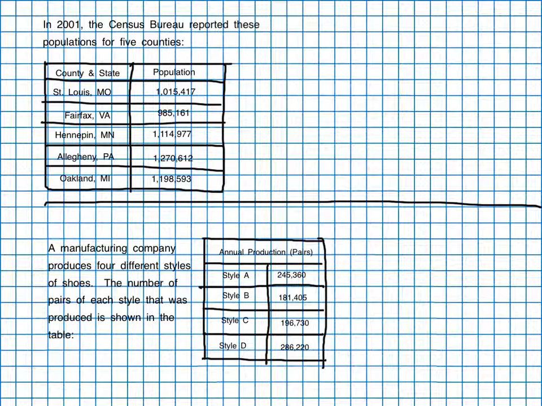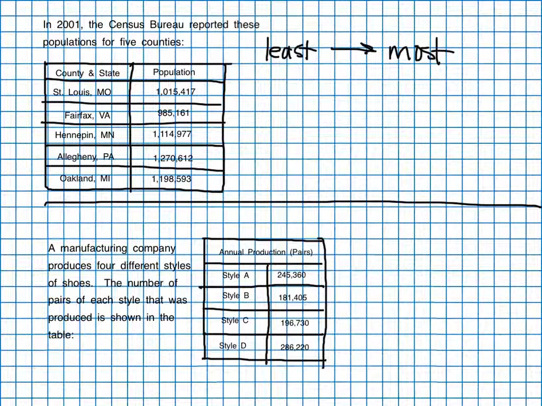The first problem that I'd like you to solve is I'd like you to put these counties in order of population from the least populated to the most populated. So pause the video, and I want you to put these counties in order from least populated to the most populated.